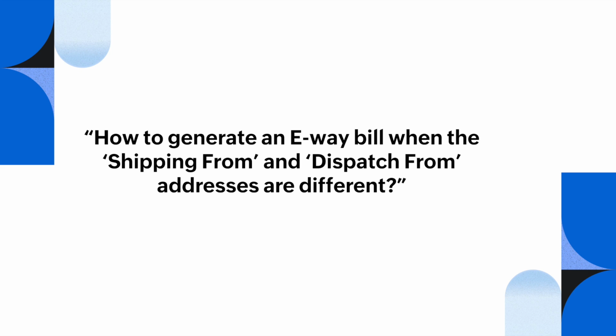Bill from and dispatch from. Here, the transaction type will be bill from, dispatch from, and the 3 parties are involved. Combination of 2 and 3: the transaction type will be a combination of dispatch from, bill to and ship to addresses present in the invoice. In this case, the movement of goods is between you and your customer, but the person delivering the goods and the person receiving the goods is a third party.